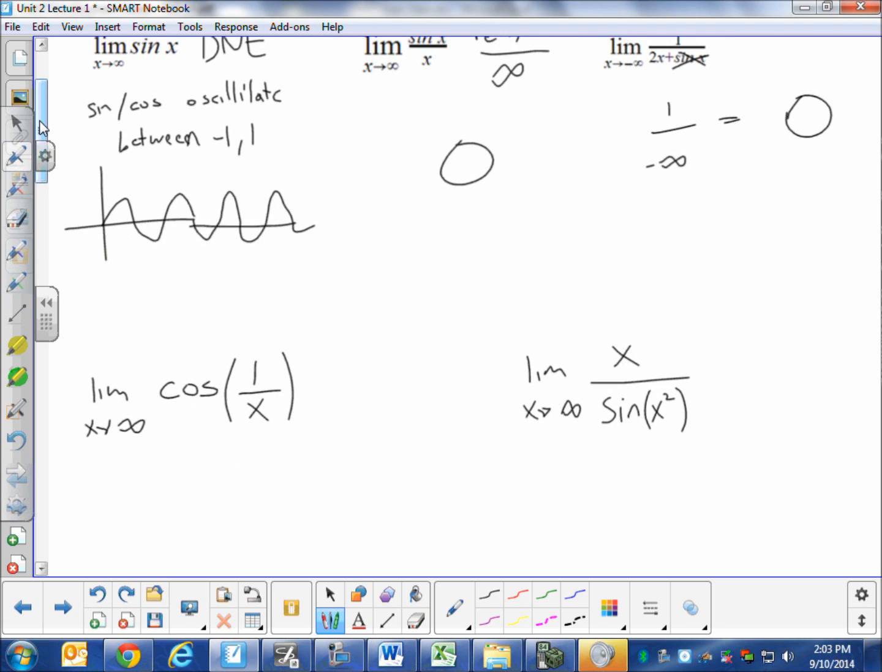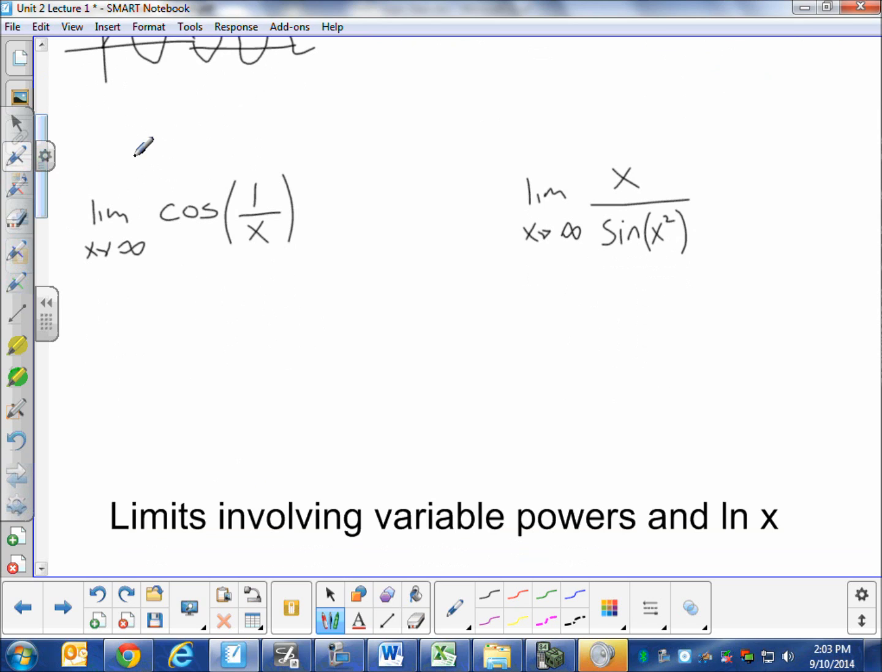Let's look at the next one. The limit as x approaches infinity of the cosine of 1 over x. I plug in a huge value, or like infinity, 1 over something huge. That'll be 0. This turns into just the cosine of 0, which is 1. Interesting.